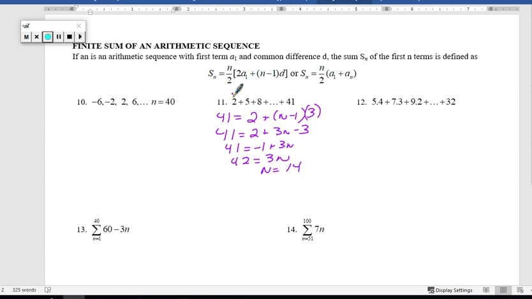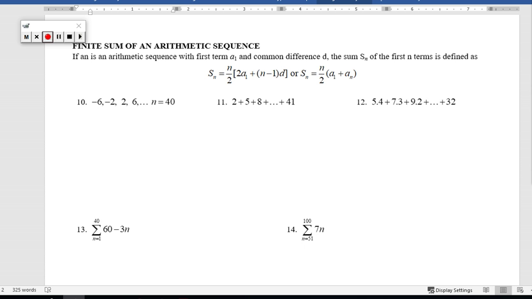Looking here, I know the first term and the last term, so it definitely makes more sense to use this formula over here. The sum of the 14 terms is going to be 14 over 2, now that we know there is a total of 14 terms, times 2 plus 41, giving us a total of 301.